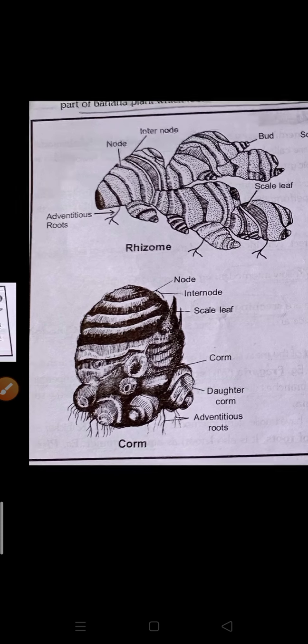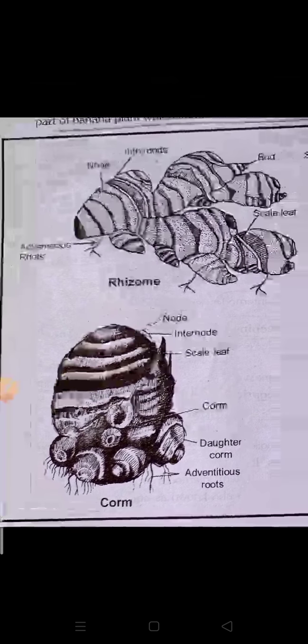Now the next pattern of modification in underground stem is corm. Corm you have seen in Jimikand. In local language we use Gaderi or Pinalu. Clear? We can easily see corm in Jimikand, the saffron, colocasia, alocasia. In these plants we can observe them.